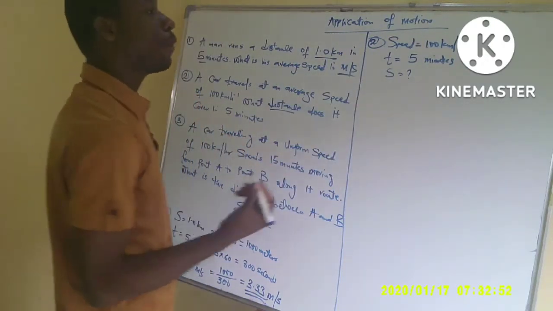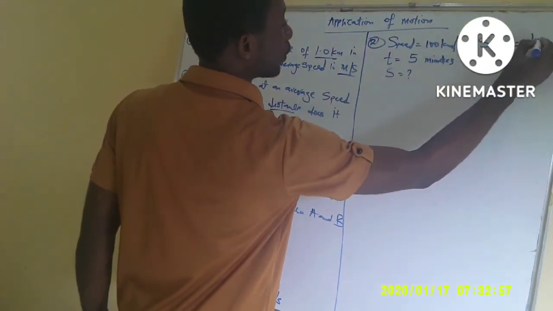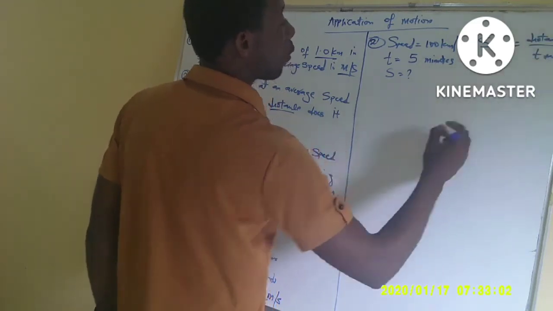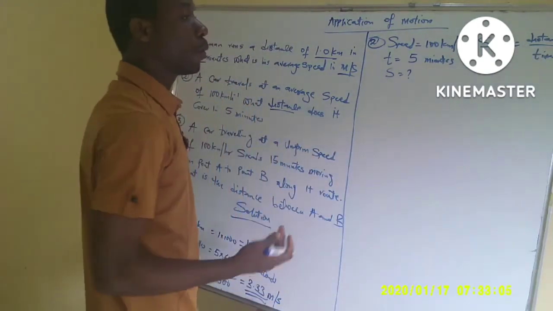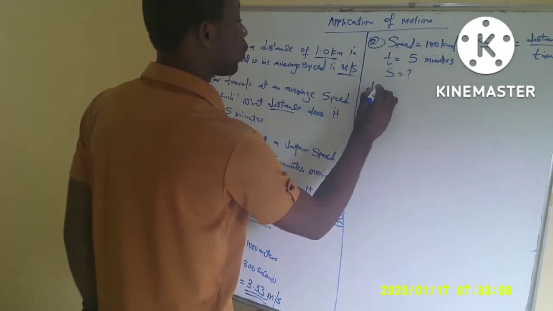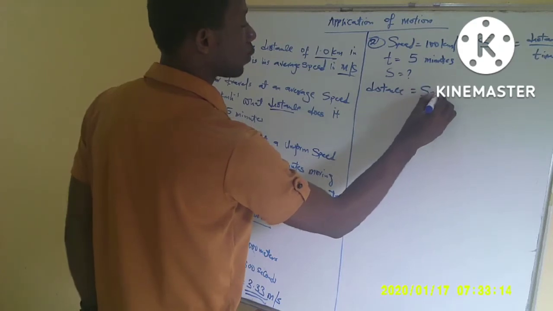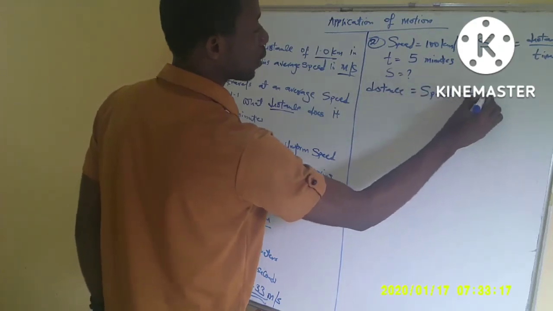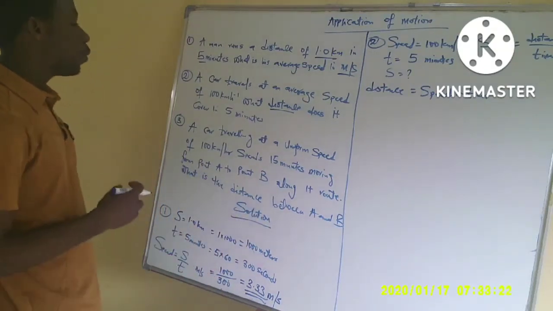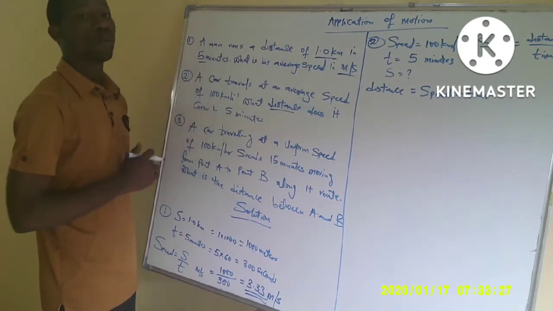So remember, the formula for speed is distance over time. So now we are looking for the distance, which is x. So what will be the distance? By the time we cross multiply, the distance is going to be speed times time. But the speed is in kilometer per hour. I'm very sure the answer is in kilometer.